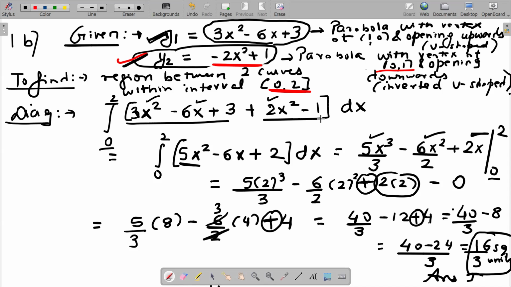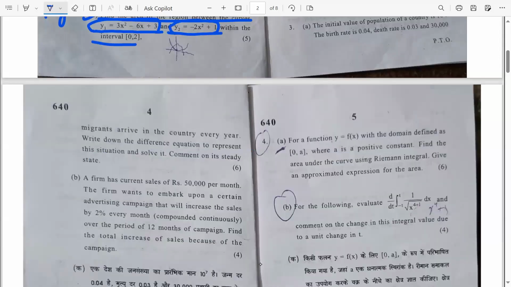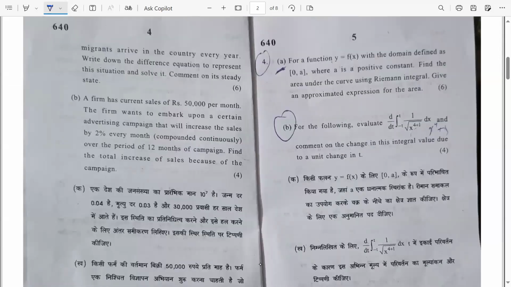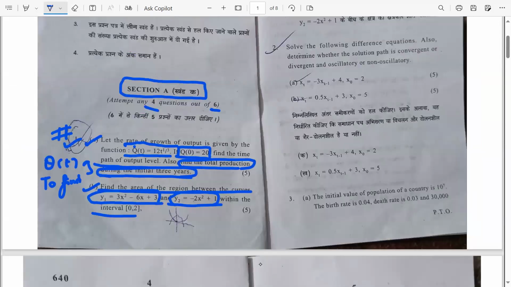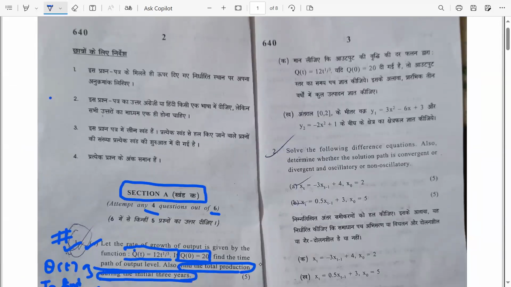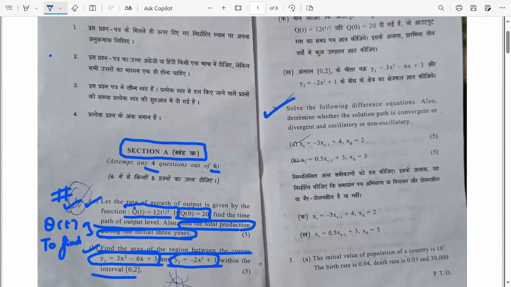So students, this is where I stop in this particular lecture. If I come back to the question paper, we have done question 1 completely in this lecture. Okay. In the next lecture, I'm going to look at question number 2. So this is question number 2. I intend to solve this in the next lecture.